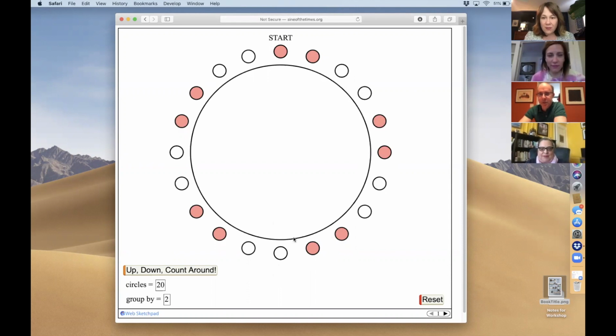And how many groups of two did we make? Well, one group, two groups, 3, 4, 5, 6, 7, 8, 9, 10. 10 groups of two. Wow, okay. So now that we did this with groups of two, what numbers should we try next? Let's try 3. Why 3, Toni? Because it'll work. Okay, any other reasons for picking 3? 3 comes after 2.